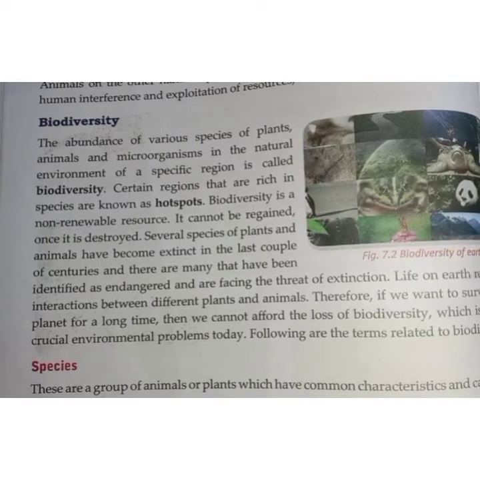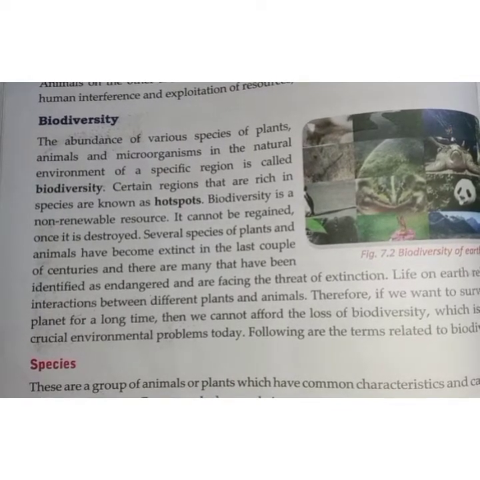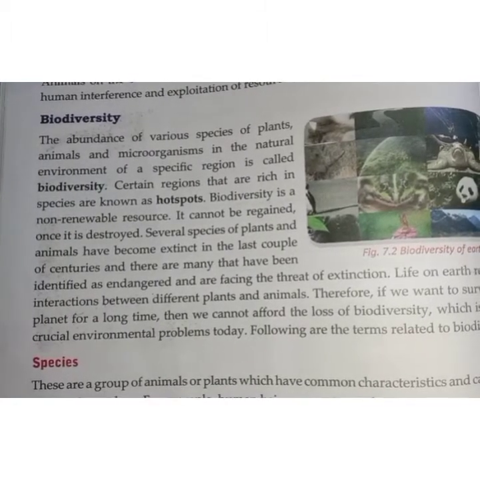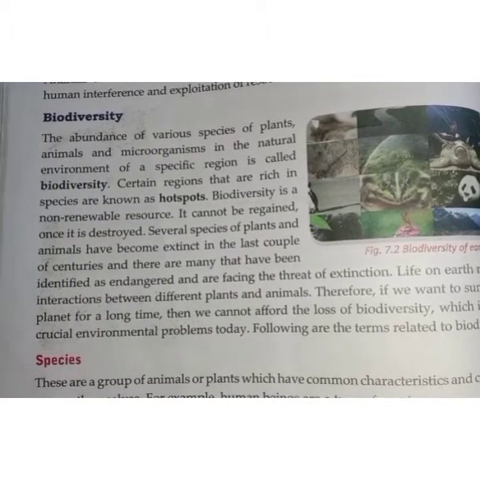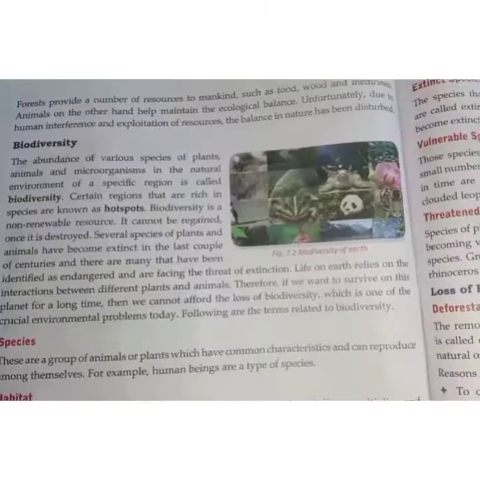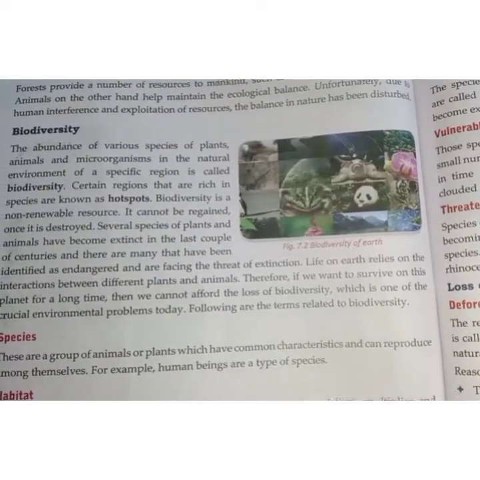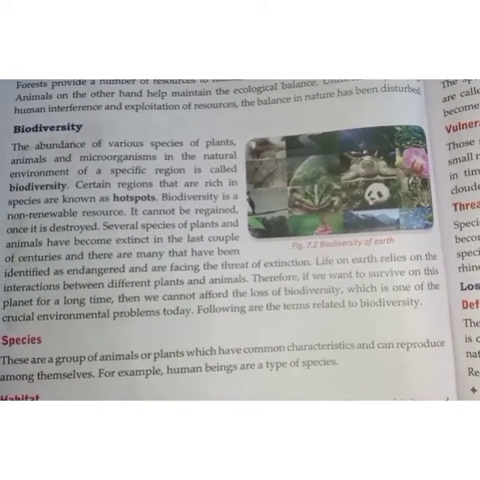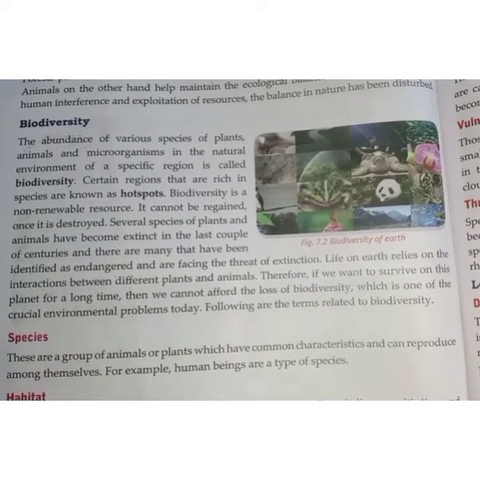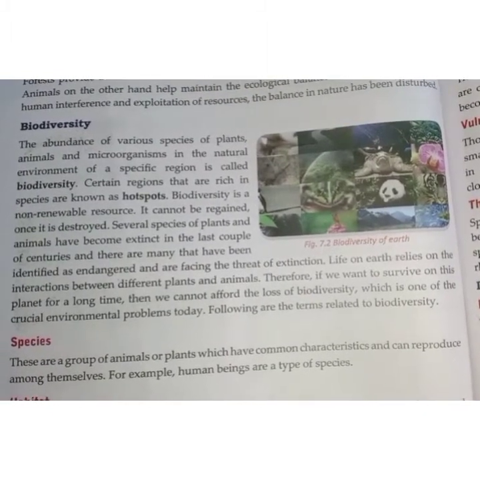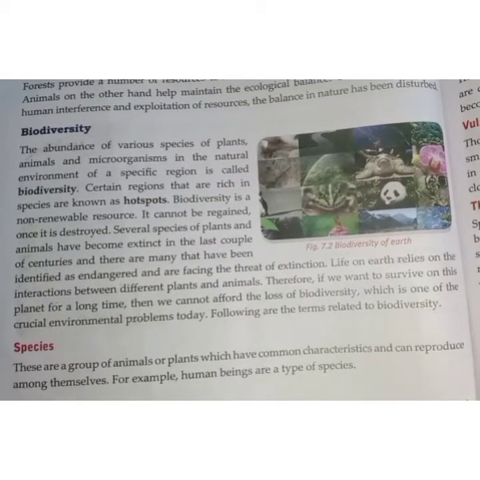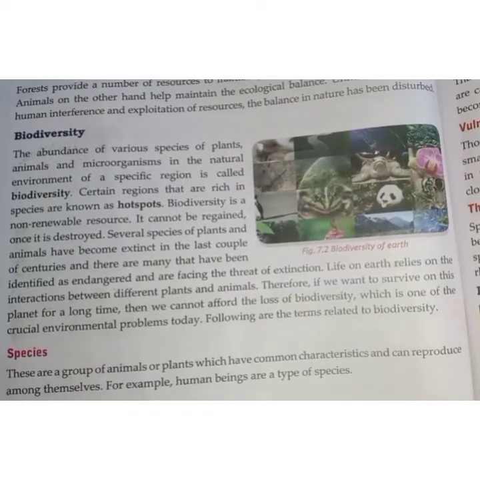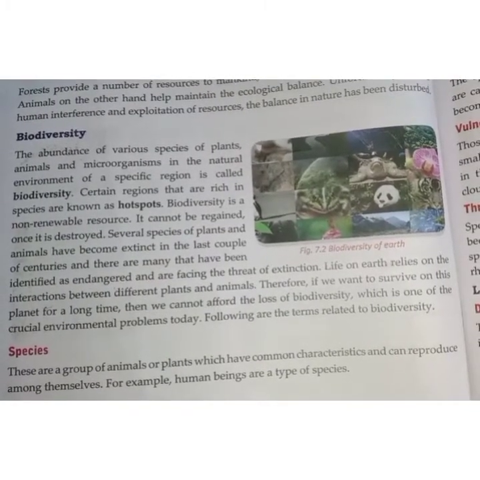Several species of plants and animals have become extinct in the last couple of centuries, and there are many that have been identified as endangered and are facing the threat of extinction. Life on Earth relies on the interactions between different plants and animals. Therefore, if we want to survive on this planet for a long time, then we cannot afford the loss of biodiversity, which is one of the crucial environmental problems today. Following are the terms related to biodiversity.